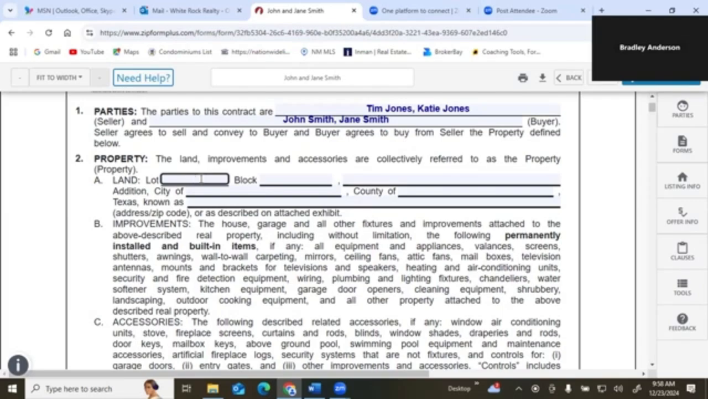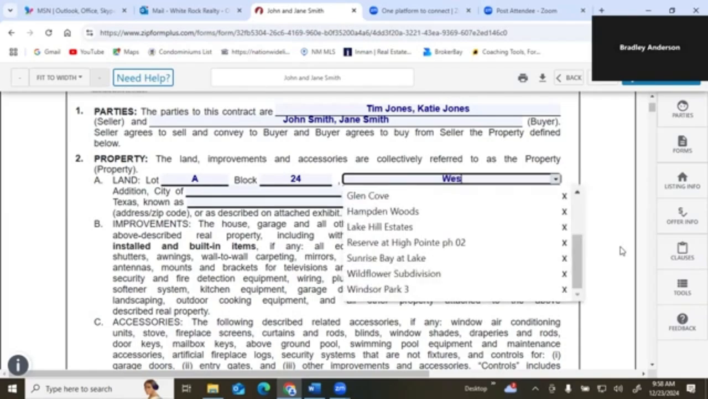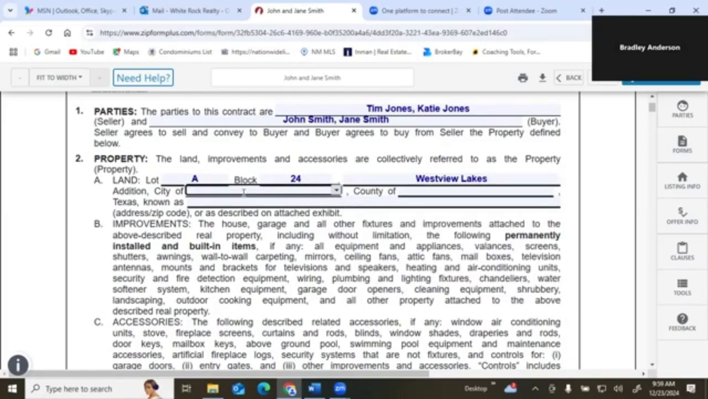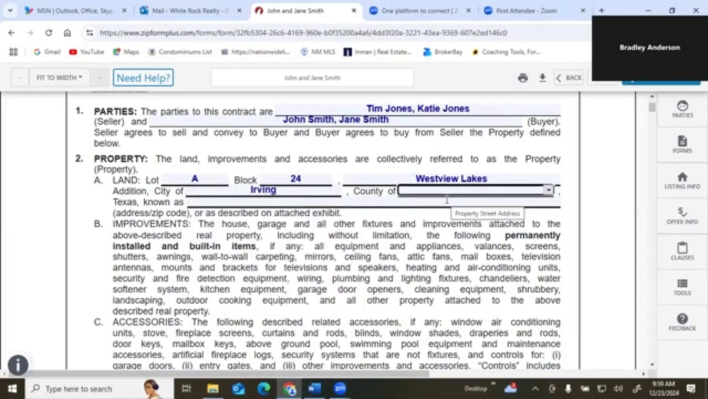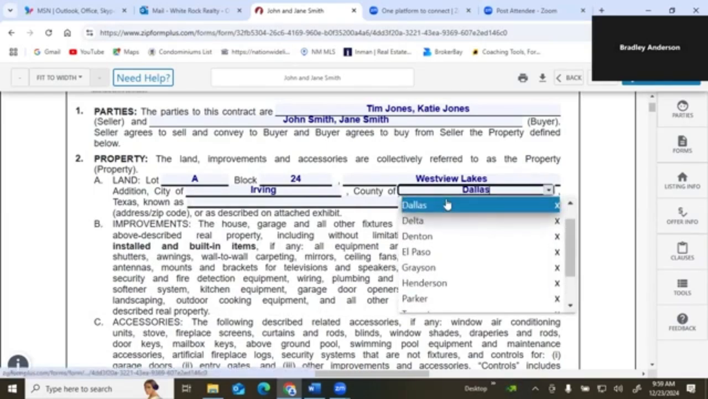Okay, so let's say it's lot A, block 24. And this line right before addition is the subdivision name. So let's just say it's Westview Lakes. Addition, city of, let's say it is Irving, Texas. County of, let's say that's Dallas.